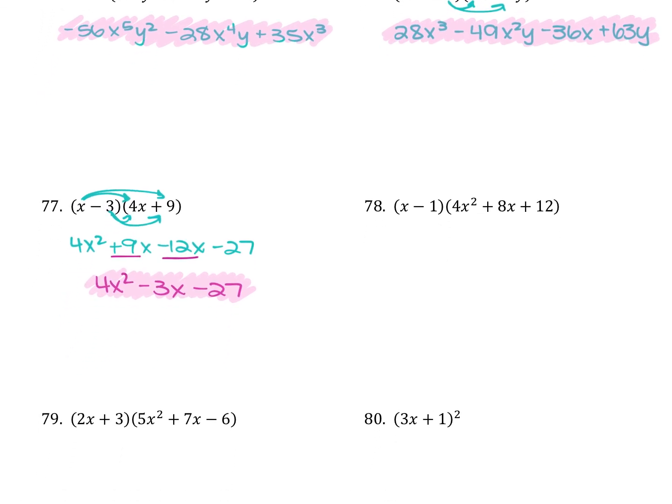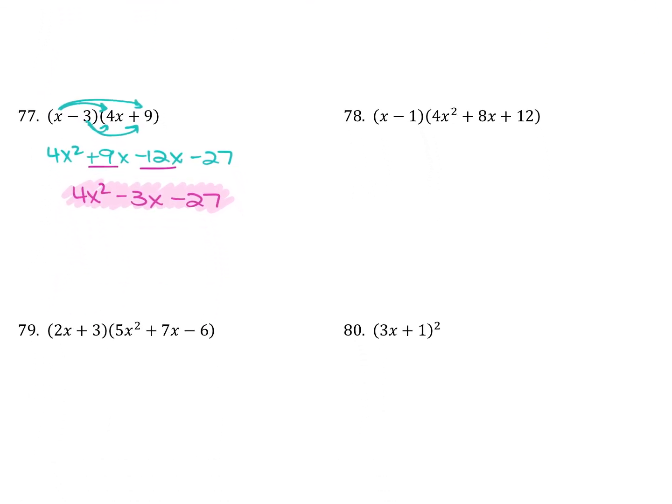For 78, you have x minus 1 times 4x squared plus 8x plus 12. So this x is going to get distributed in first, then the negative 1 will, and then you'll combine like terms. So we have x times 4x squared is 4x cubed. Then x times 8x is 8x squared. Then x times 12 is 12x.